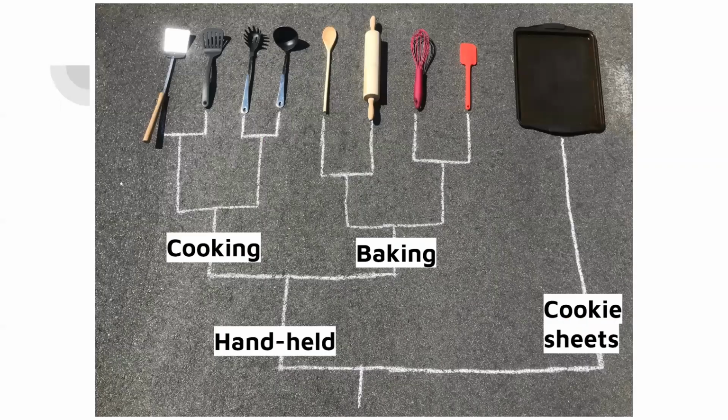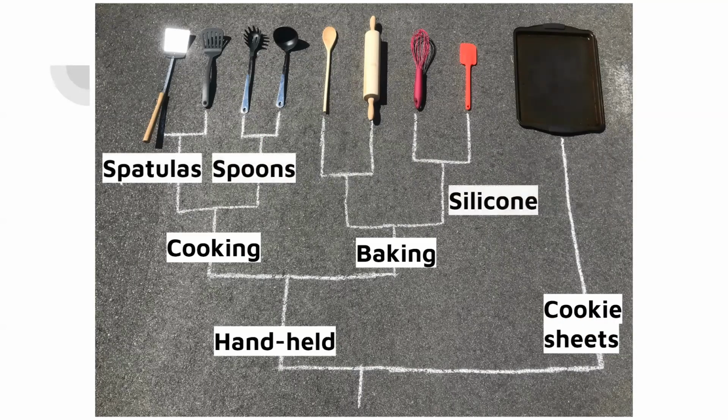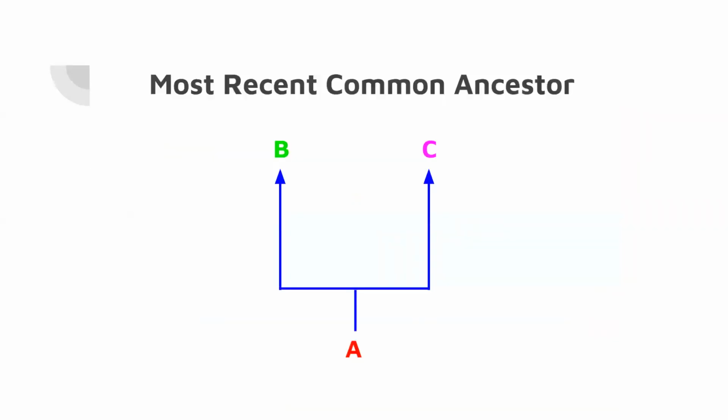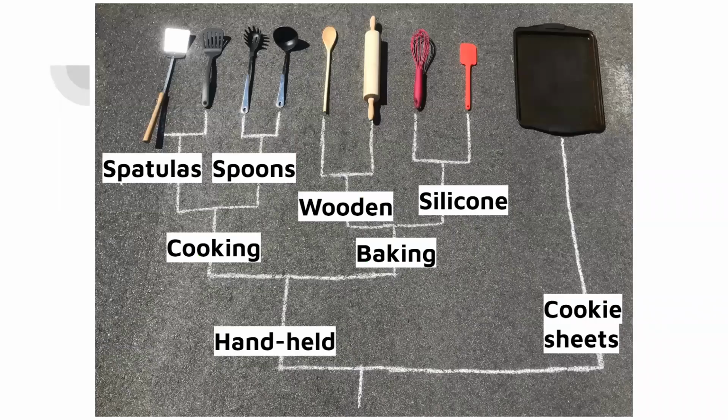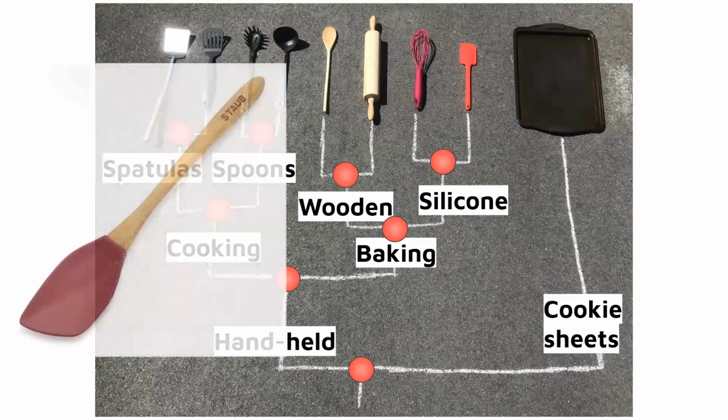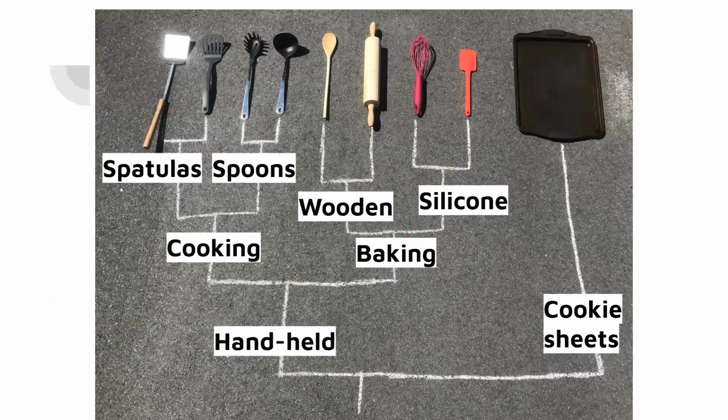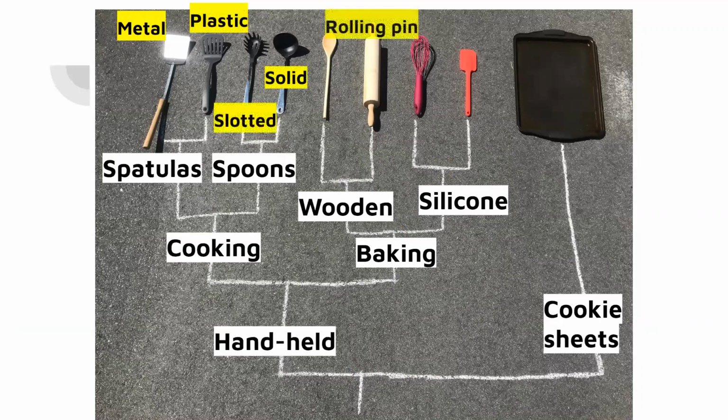From here, we can split the tools further into spatulas and spoons in the cooking lineage, and silicone and wooden in the baking lineage. The most recent common ancestor refers to the point before cladogenesis occurs and is shown in our tree as the internal nodes. The most recent common ancestor for silicone and wooden baking tools could be something like a silicone spoon with a wooden handle. Our phylogenetic tree splits further into metal and plastic, solid and slotted, rolling pins or wooden spoons, and whisk and bowl scrapers. These would be the most recent speciation events.